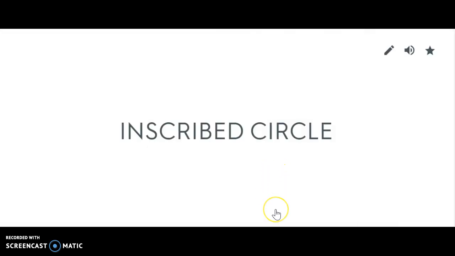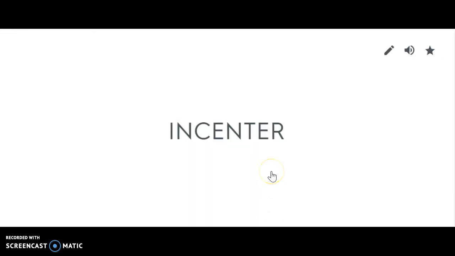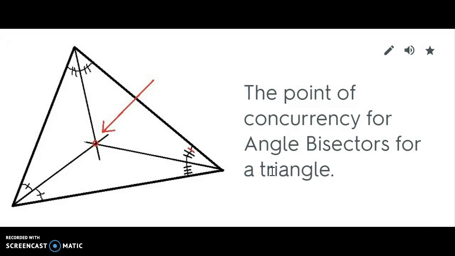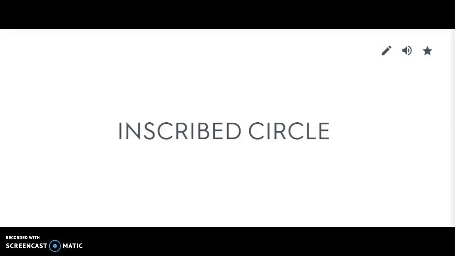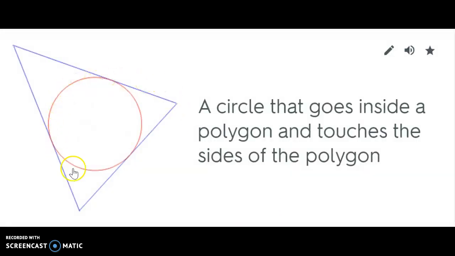The next thing we need to know is what an inscribed circle is, and an inscribed circle is on the inside, and so it fits perfectly inside of a polygon. To get an inscribed circle, you have to have an incenter, and the incenter is created by angle bisectors. So when I have angle bisectors in a triangle, their point of concurrency right here is called the incenter, and their circle would be inscribed like this.